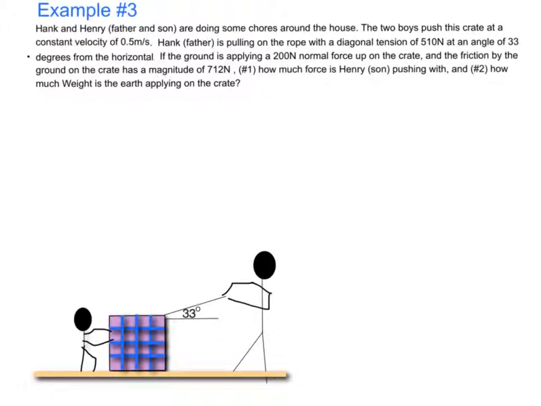So let's see how you did. Let's start with the free body diagram. So we have the weight by the earth on the crate, and then we have the normal force by the ground on the crate, and then we have friction, which is going to the left because friction opposes motion, and that's going to be pretty long, and we'll find out why in a sec.